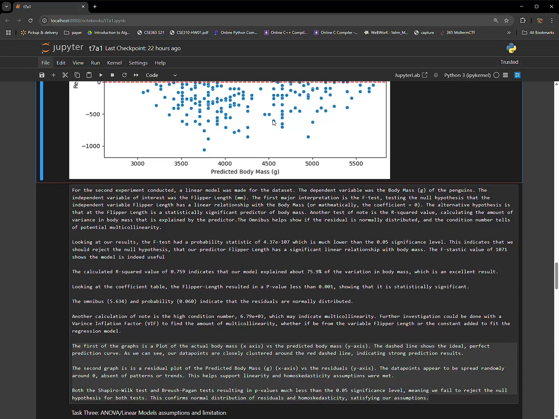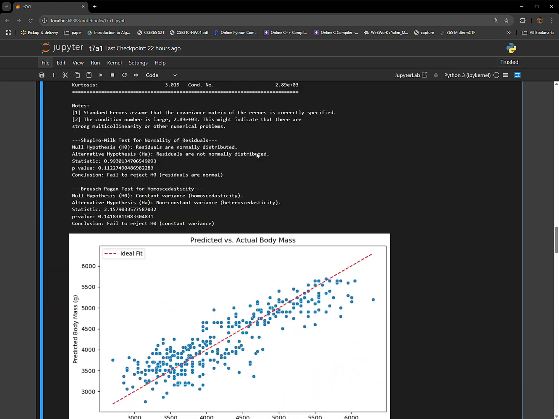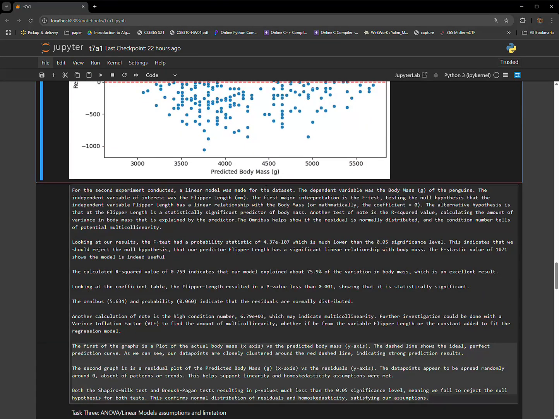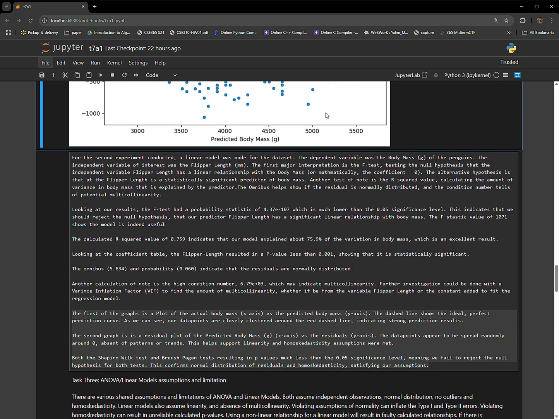First, I want to look over the R squared value, which was 0.759 in this table here, indicating that 75.9% of the variation in the body mass is explained by our model. And like I said before, the F statistic had a very low probability, much lower than the 0.05 significance level. This means we should reject the null hypothesis, and that our predictor, flipper length, has a significant linear relationship with the body mass. The omnibus was 5.634 with a probability of 0.06, indicating that the residuals are normally distributed.